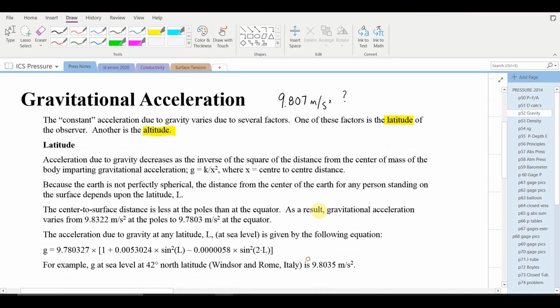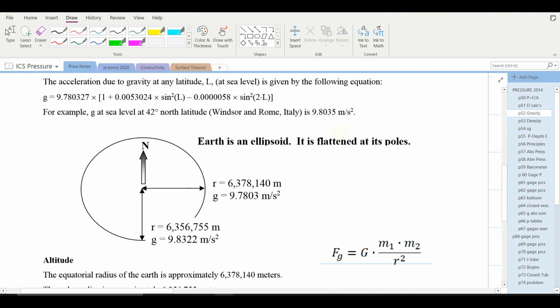In terms of latitude, turns out the Earth is not a perfect sphere, but somewhat flattened at the poles, and therefore its gravitational acceleration is not constant everywhere at sea level. At various latitudes it's different. There's an equation given here for calculating the acceleration due to gravity at various latitudes, and if you work that out at sea level, at the 42nd parallel north latitude, Windsor, Rome, Italy, is 9.8035 meters per second squared.